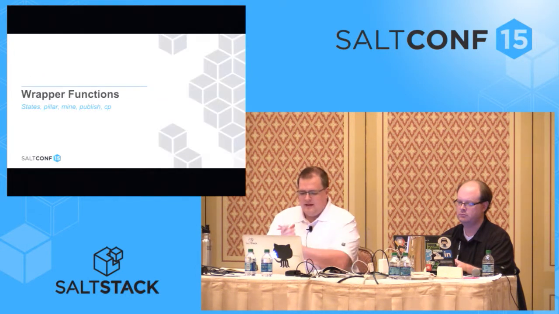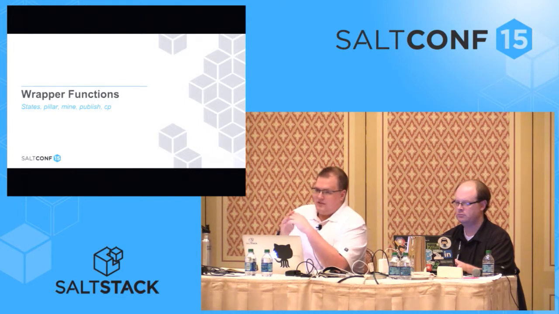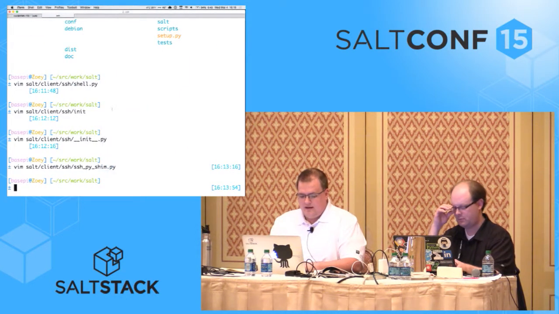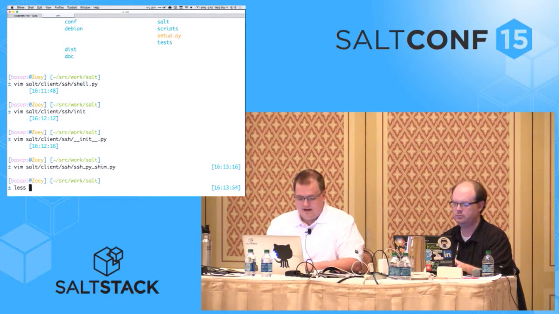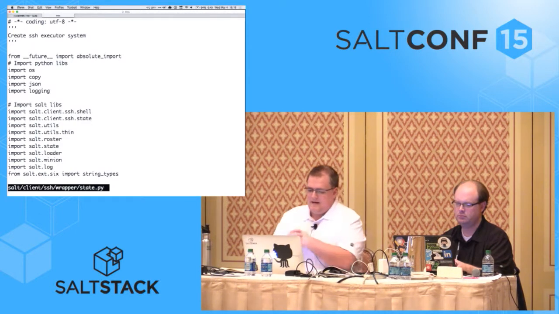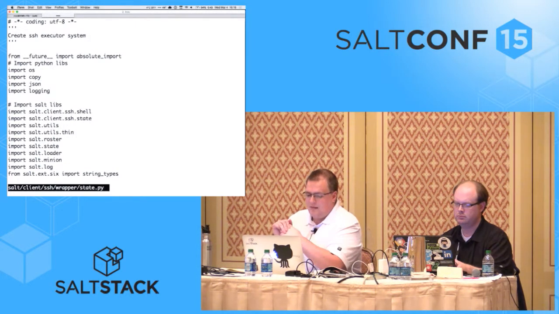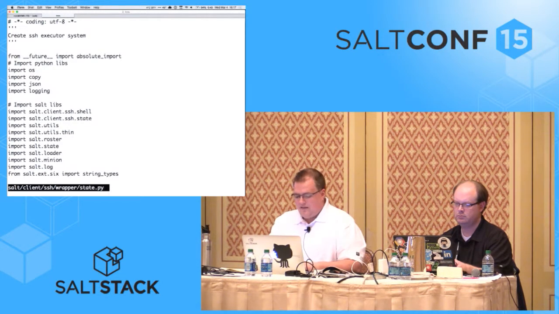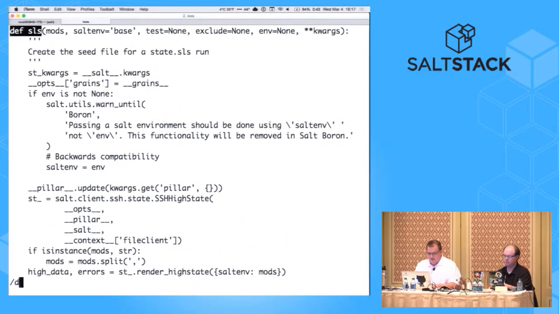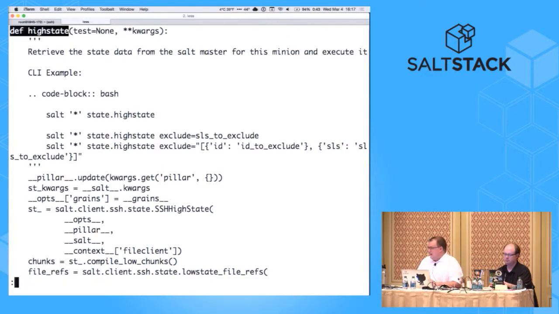So this is where the wrapper functions come in. So basically, the wrapper functions are located in, I'll use less instead, and that would get rid of the need for wrapper. All right. So we have the wrapper functions. Basically, any Python file that we stick in that wrapper directory will replace its counterpart in normal Salt. So we have a state.py in here. So we have state.sls. We have state.highstate. And they're all defined in here.